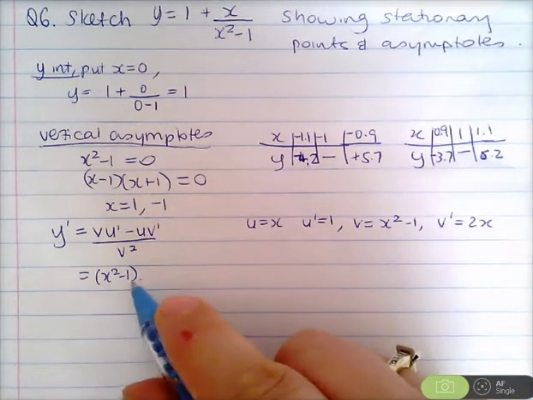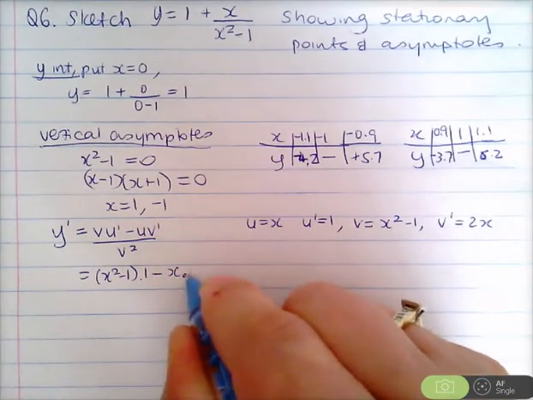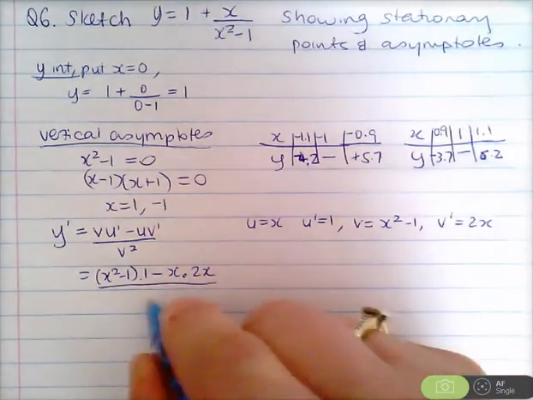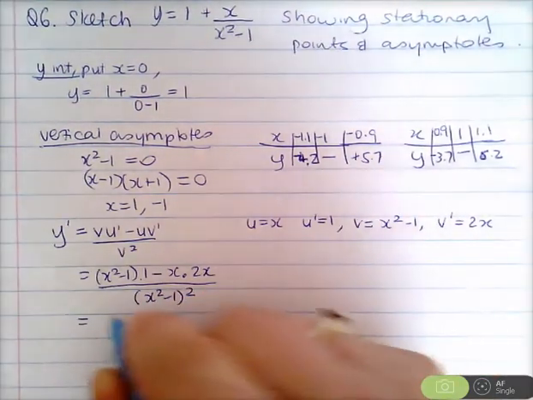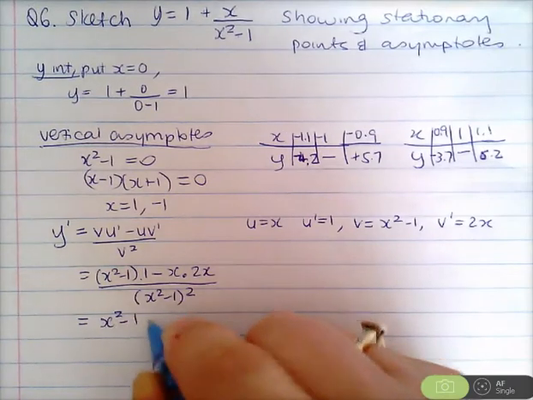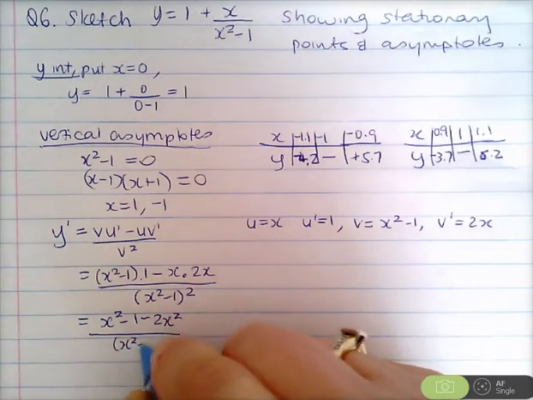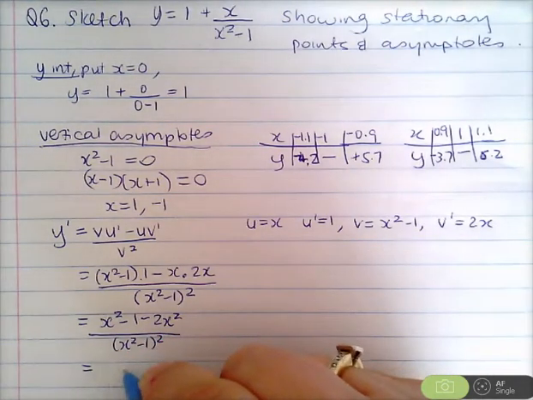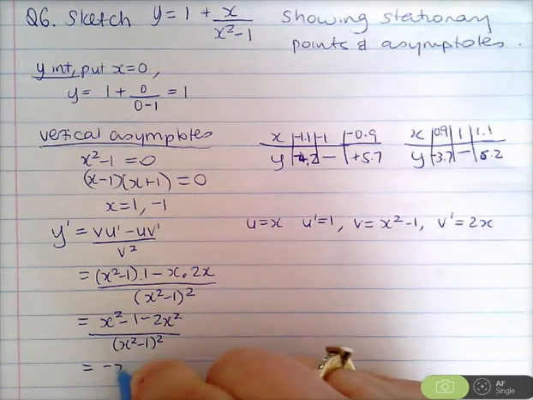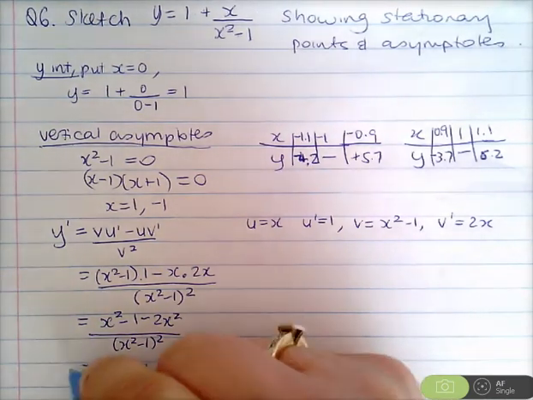So we've got v times u dash minus u times v dash over v squared, which is x squared minus 1 squared. Simplifying and collecting like terms, we get x squared minus 1 minus 2x squared over x squared minus 1 squared. And so simplifying that, we get negative x squared minus 1 over x squared minus 1 squared. That's what y dash is.